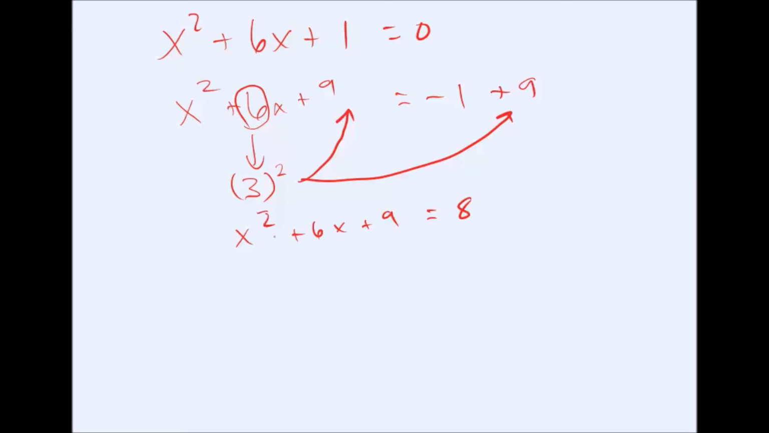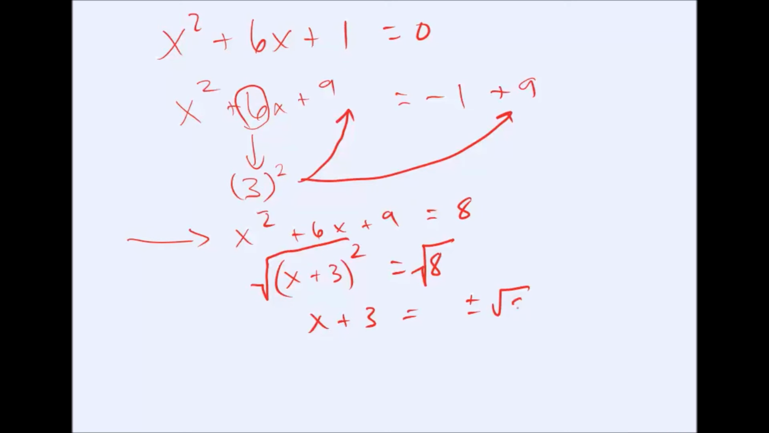Now, the reason we did this is because this part on the left side is actually a perfect square. It's x plus 3 squared. If you FOILed that back out, you would get x squared plus 6x plus 9. And that's equal to 8. At this step, we're going to follow what we've done in previous sections by taking the square root of both sides. So you have x plus 3 is equal to the positive or negative square root of 8.